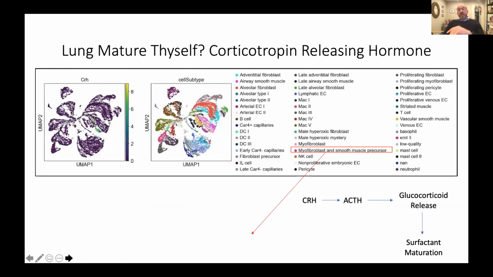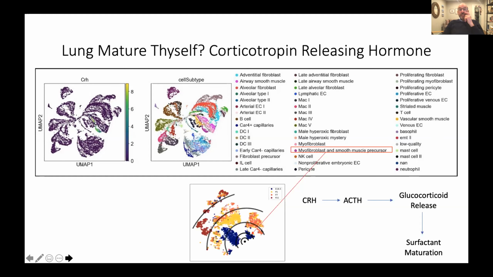In a finding that we think is quite remarkable, we were able to identify a single cell population that elaborates corticotropin releasing hormone. This is a previously unreported finding. And our postulate is that corticotropin releasing hormone, you can see it's demarcated right here, is present only at E18.5.